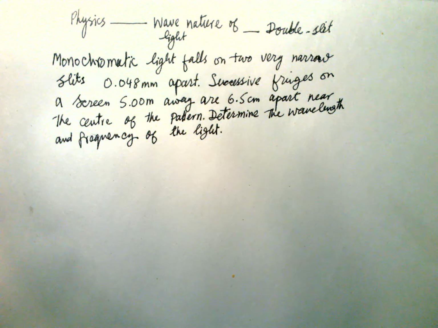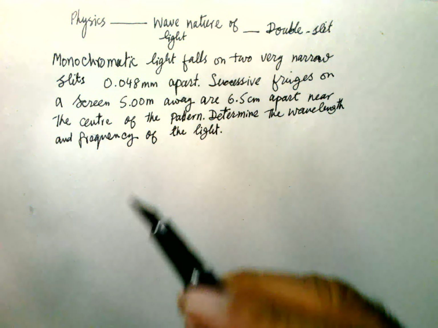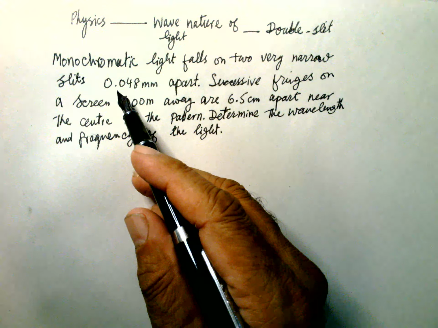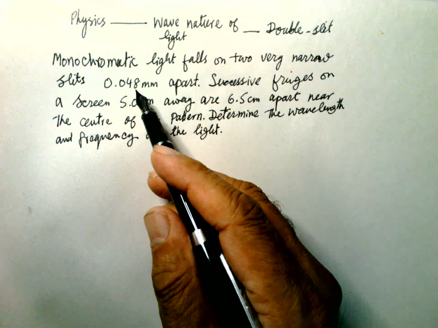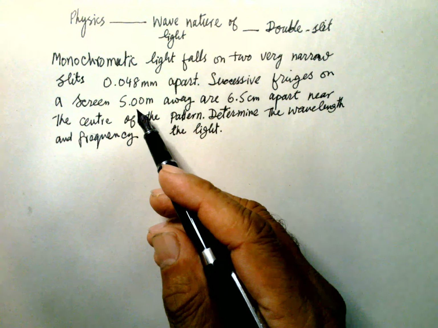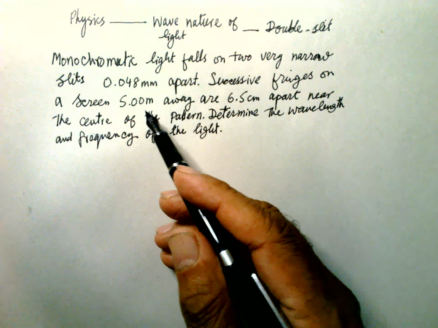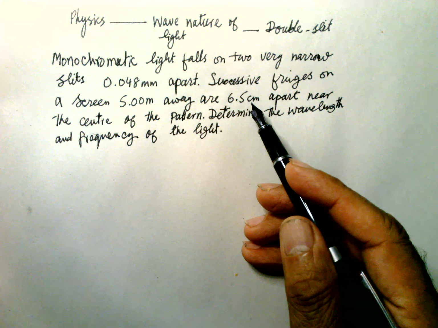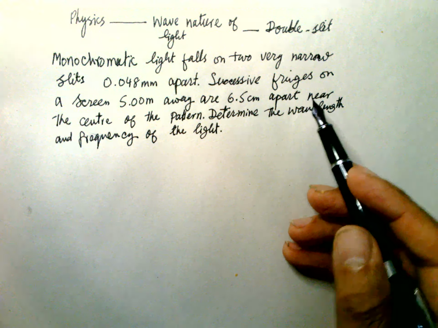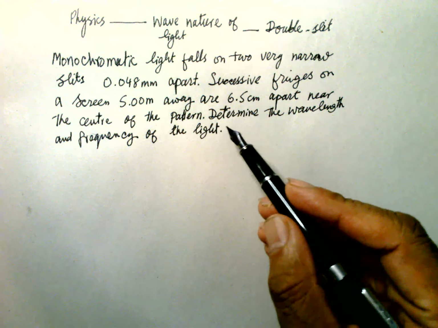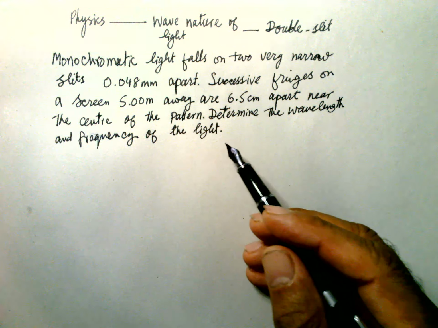Hello Physics, wave nature of light, double slit experiment. The problem is that monochromatic light falls on two very narrow slits 0.048 millimeter apart. Successive fringes on the screen, 5 meter away, are 6.5 centimeter apart near the center of the pattern. Determine the wavelength and frequency of the light.